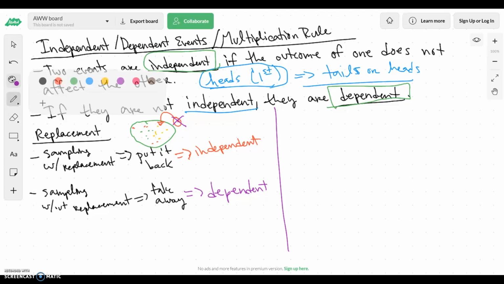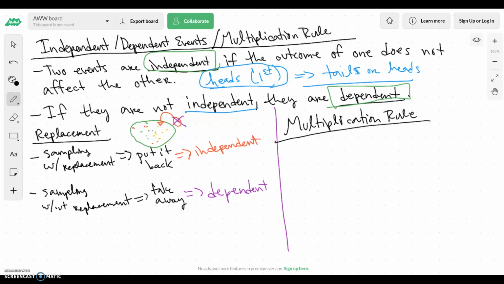Now, usually there is a formula attached to thinking about dependent and independent events and replacement, and the formula is what we're going to call the multiplication rule. You don't need to memorize this formula and you don't need to use it. We will use it mainly when we talk about conditional probability. Basically, if I want to figure out the probability of one object and a second object being chosen, this is equal to the probability of A times the probability of B given that A has occurred.